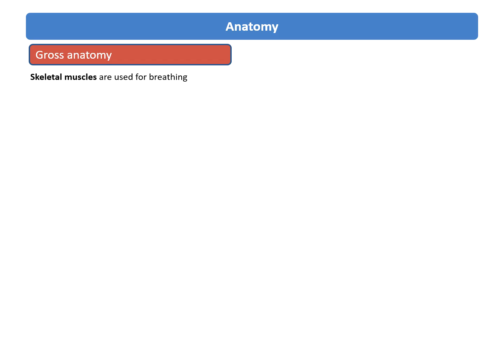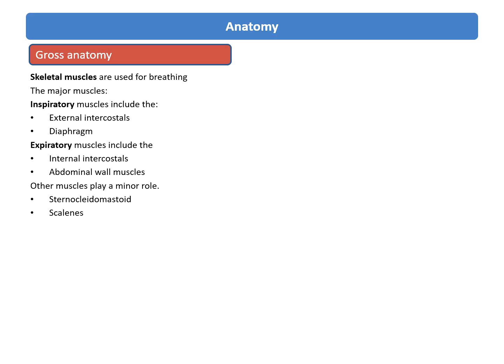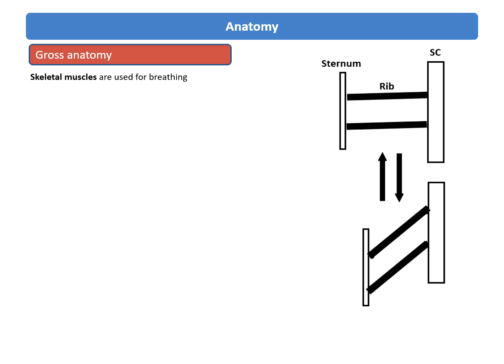Skeletal muscles are used for breathing. The major muscles are the inspiratory muscles, which include the external intercostals and the diaphragm, and the expiratory muscles, including the internal intercostals and the abdominal wall muscles. There are some other muscles that play a minor role, the sternocleidomastoid and scalene muscles.